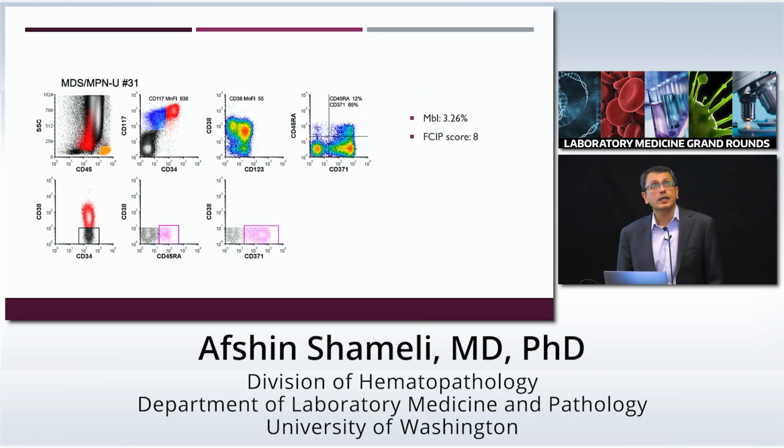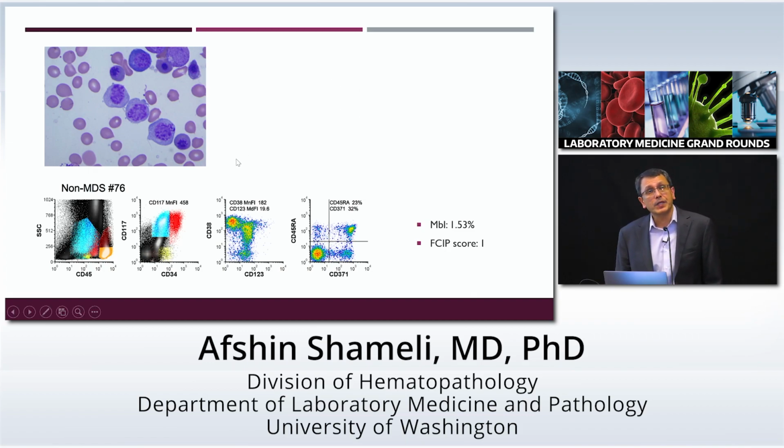This was a case of MDS-MPN unclassifiable which showed a slightly increased myeloblast percentage of 3.2%, but showed abnormalities in myeloblasts, including increased side scatter of myeloblast population, decreased expression of CD45, increased expression of CD117, decreased expression of CD38, and abnormal heterogeneity of myeloblast population. In addition, there was abnormal stem cell population with expression of CD45RA and CD371, giving a flow cytometry score of 8.